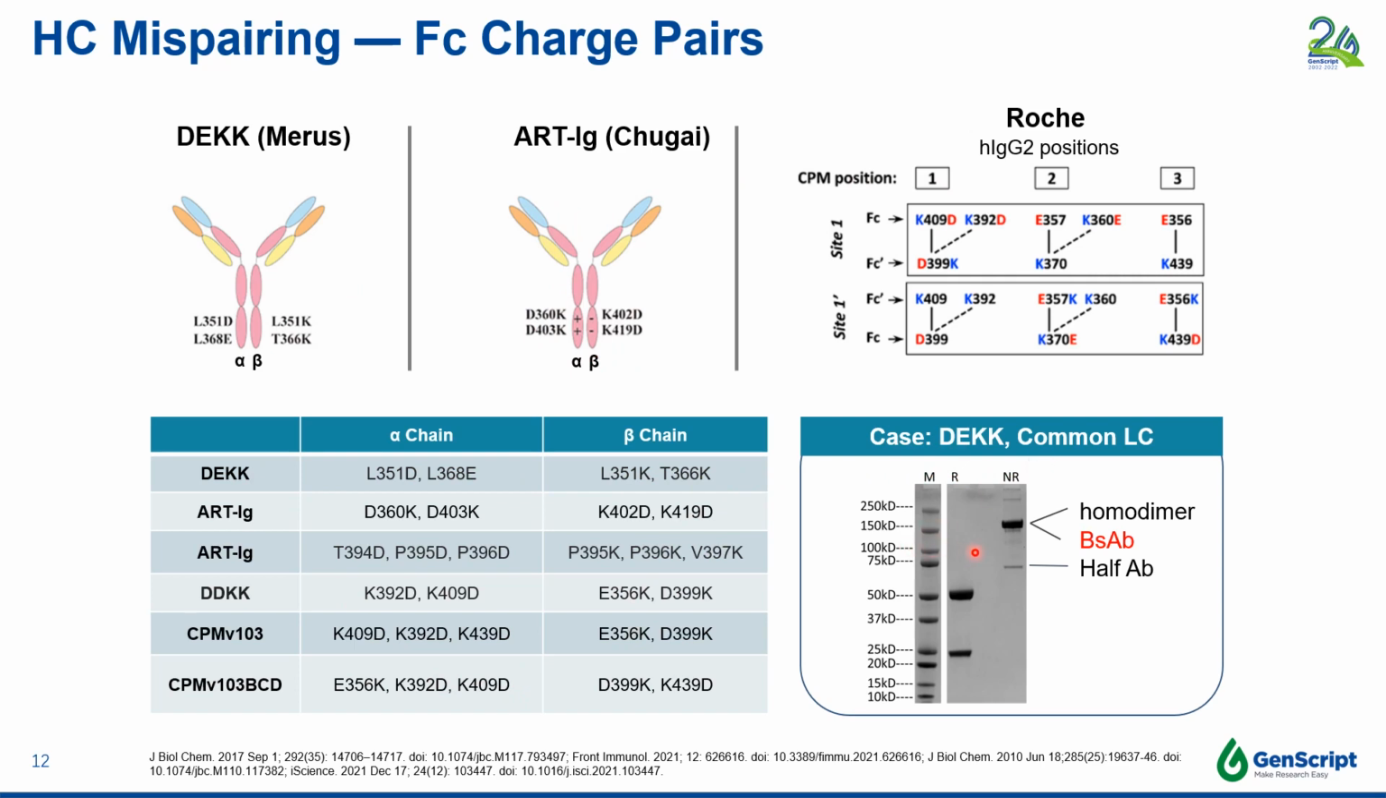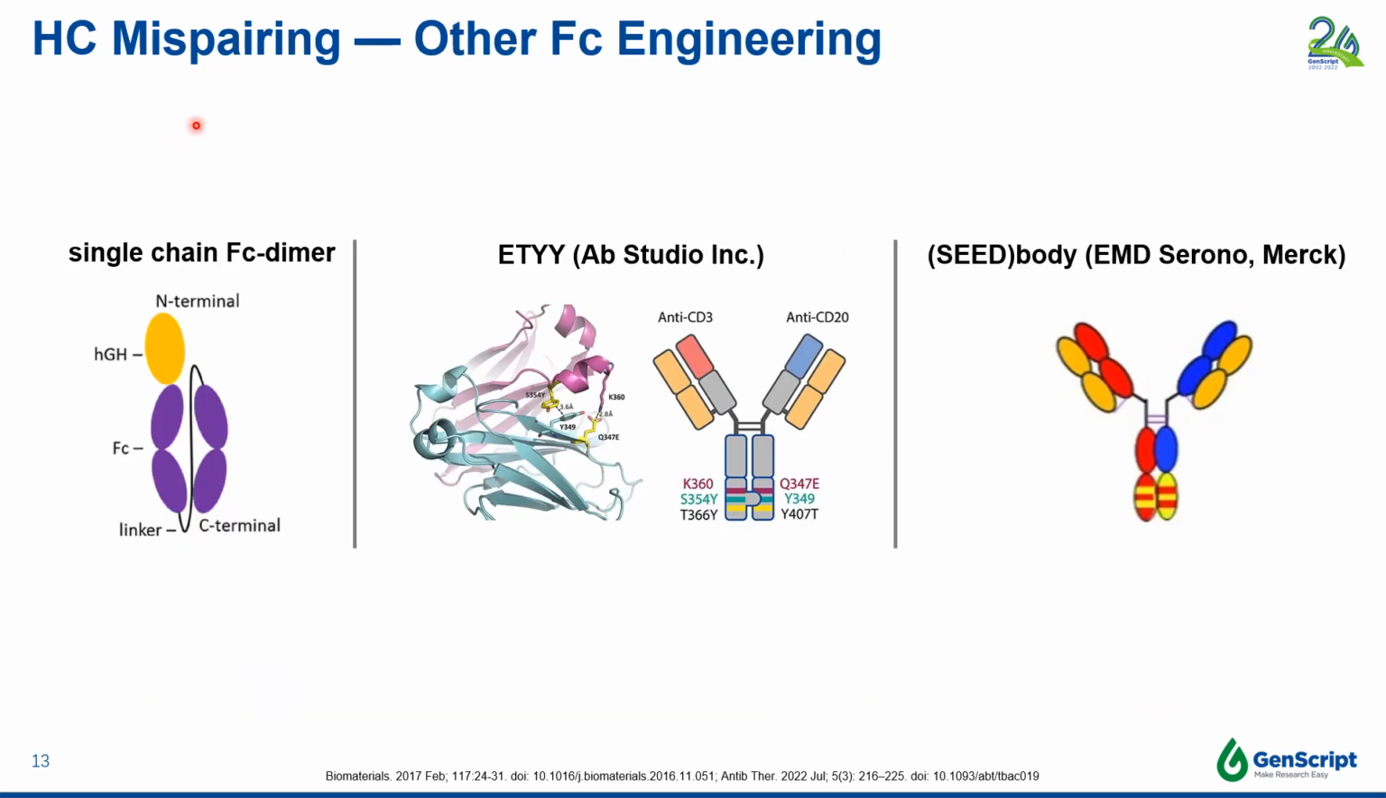And similar to knob-in-hole design, the problem of Fc charge pairs is also that the imbalanced expression of two heavy chains could induce half antibody and homodimer. Also, there are some other Fc engineering strategies that could avoid heavy chain mispairing.